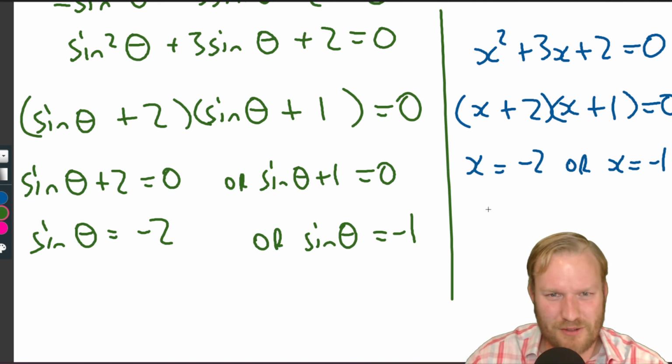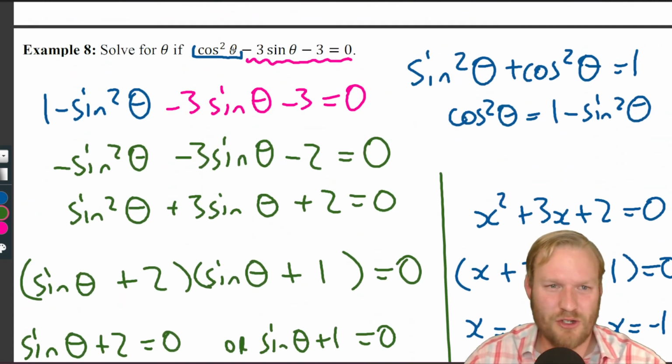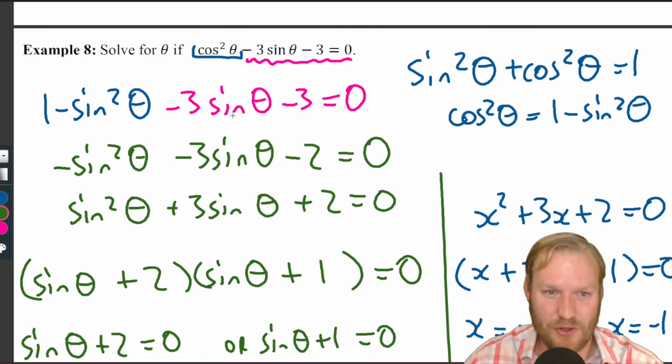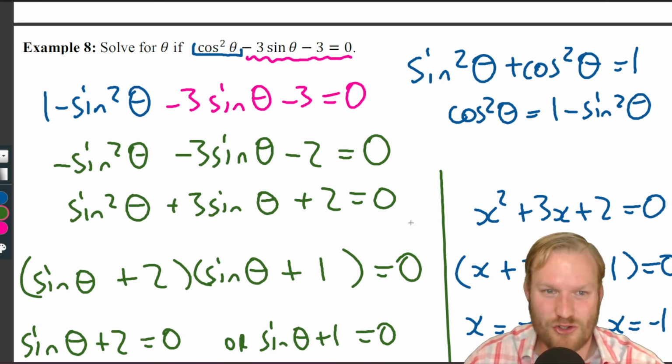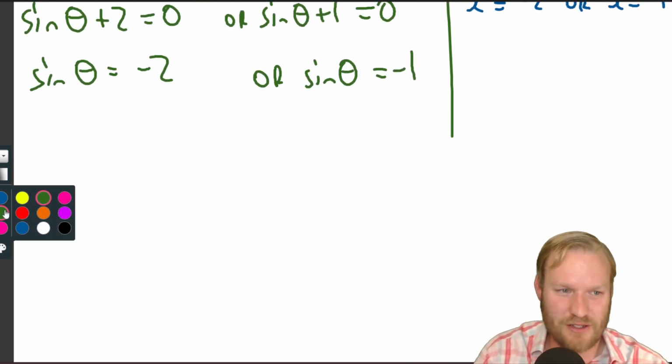But as I said, the trick, of course, is knowing when and how to do that. The when to do it is that we've just got one trig ratio we're dealing with, and we could factorize it because it's a trinomial. Okay, so then we need to solve each of these.